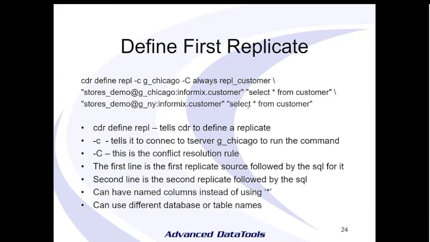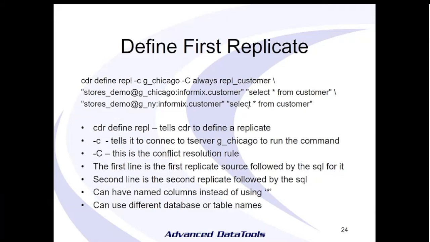So now to actually create a replicate. It's a little bit of a longer syntax, and there's a number of ways to do this. I'm showing the fairly straightforward way for this sample. We use the command CDR define repl. Then we pass some flags to it. The first one is -C. Oh, and I have a typo there, an extra T. -C actually tells it what server to connect to.